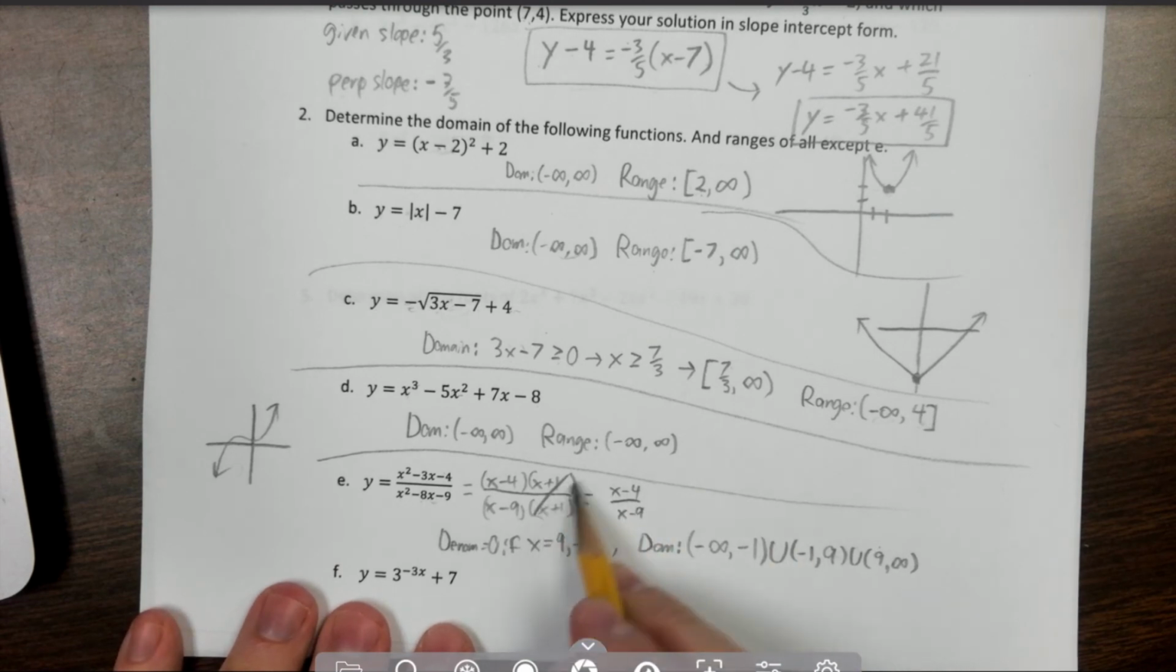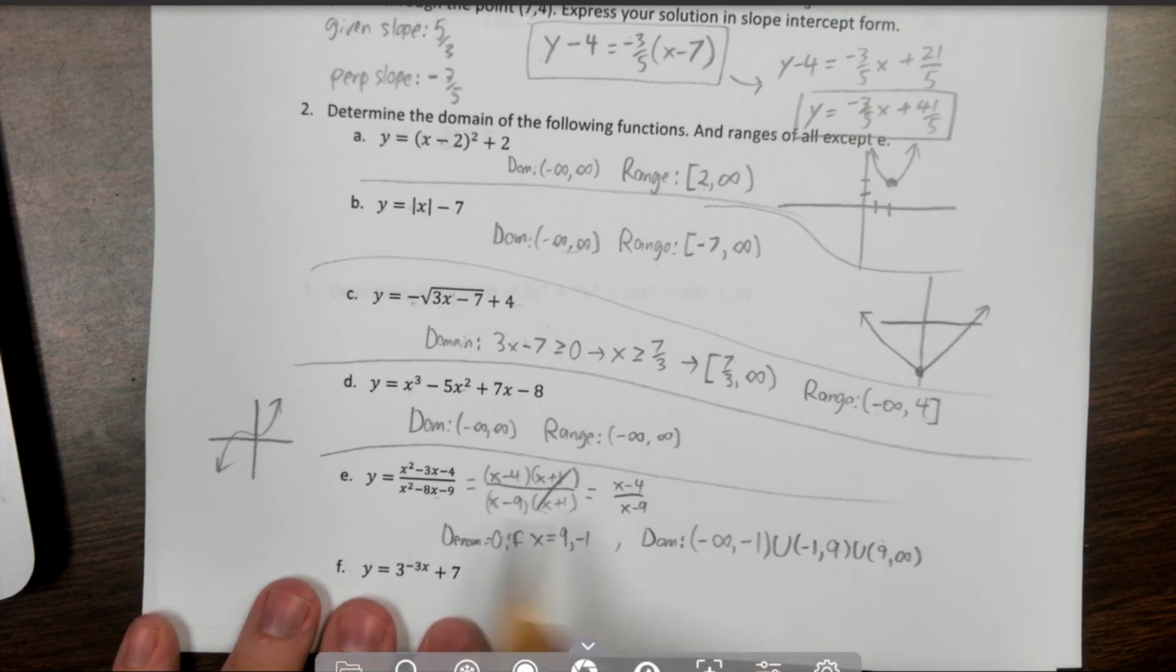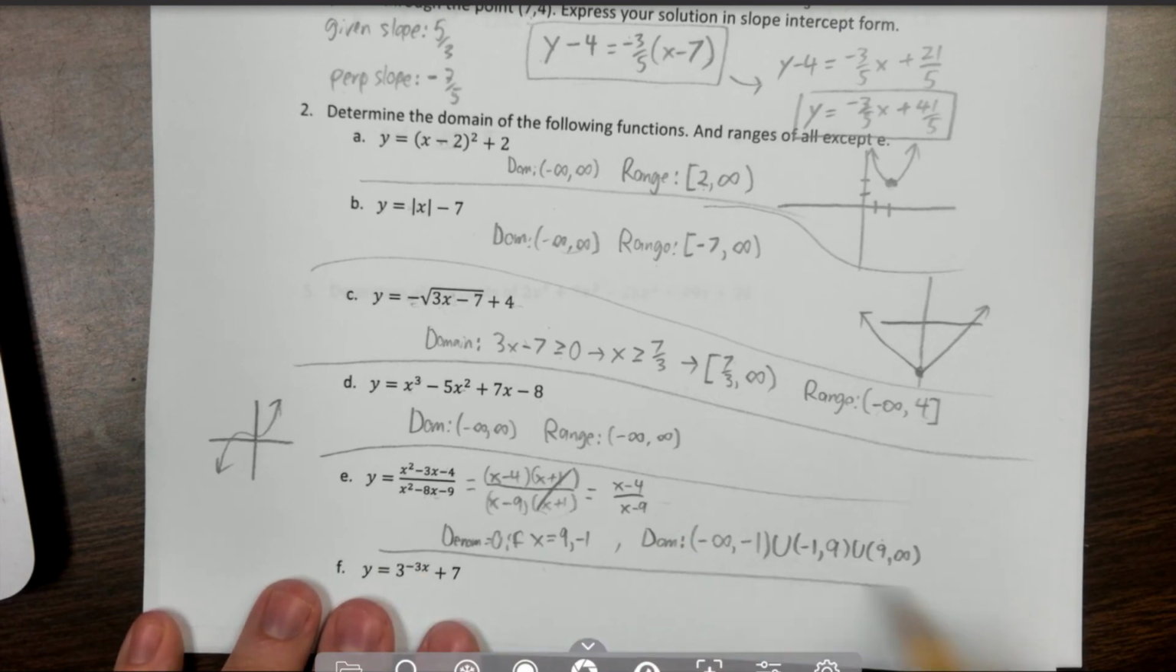Again, notice that if you cancel out the hole and only base it off this, you're going to miss the fact that negative 1 is not allowed. But domain is based on the original expression, not the simplified expression. So that's a very technical note. And again, that simplified expression with this piece missing, that is what makes a hole in the graph, and we'll discuss that more in class. Just wanted to say that.